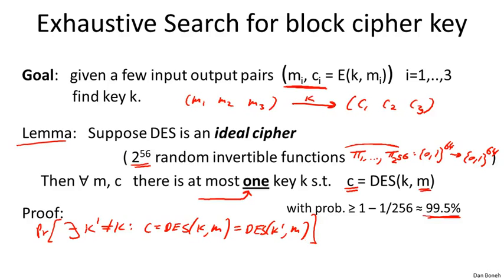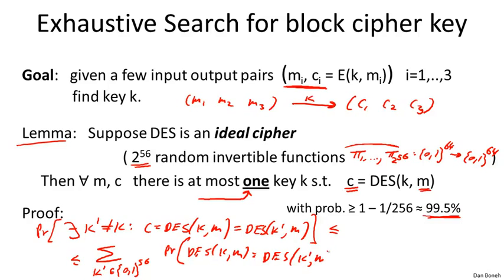So what does it mean that there exists a key K' that satisfies this relation? We're asking what's the probability that the first key, the all-zero key, satisfies it, or the second key satisfies it, or the third key satisfies it, and so on and so forth. So by the union bound, we can bound this probability by the sum over all keys K', over all 56-bit keys, of the probability that DES(K, M) is equal to DES(K', M). So we're asking, for a fixed key K', what is the probability that it happens to collide with the key K at the message M?